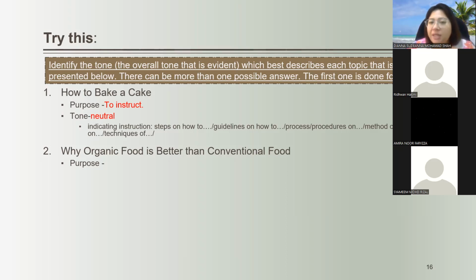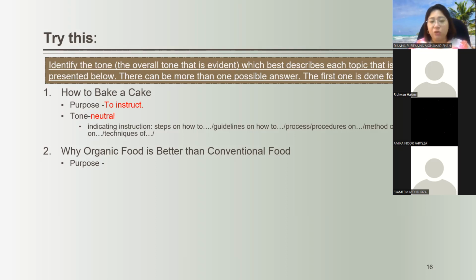Okay, number 1, you need to have a bowl with you, alright, and then you need to have a flour with you ataupun flour with you. Lepas tu water, for example, because you would like to bake a cake now. All right, so definitely the purpose is going to instruct, and the tone is going to be neutral because there is no emotion needed in order for you to instruct people. Kan?